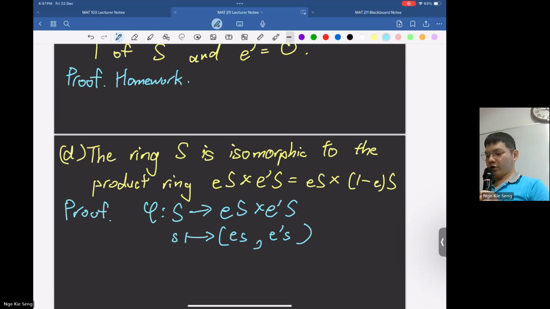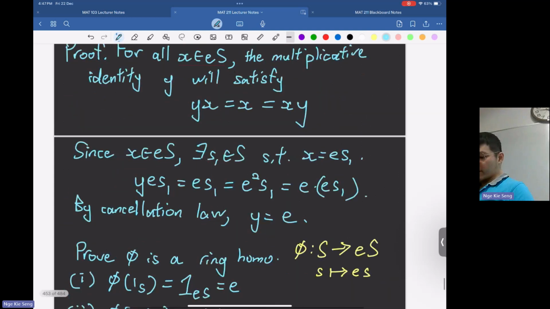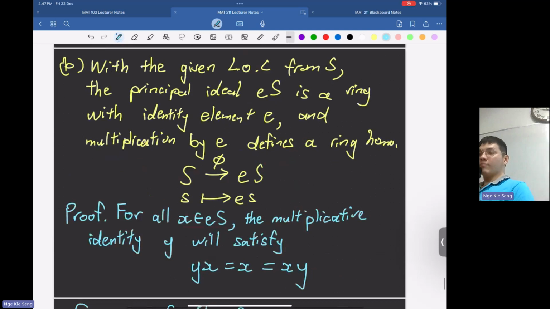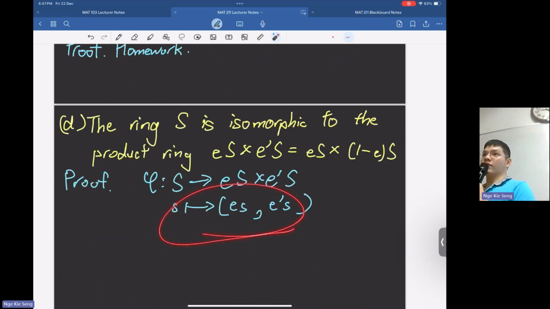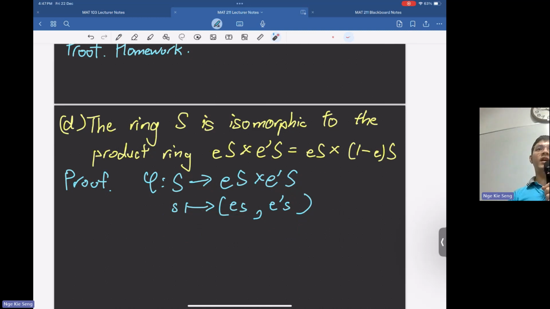So what do you need to do? You need to check ring homomorphism. But I already checked ring homomorphism for you. Just now I said multiplication by E is a ring homomorphism. Multiplication by an idempotent is a ring homomorphism. So this defines a ring homomorphism. So what else do you need to check? Injectivity and surjectivity.